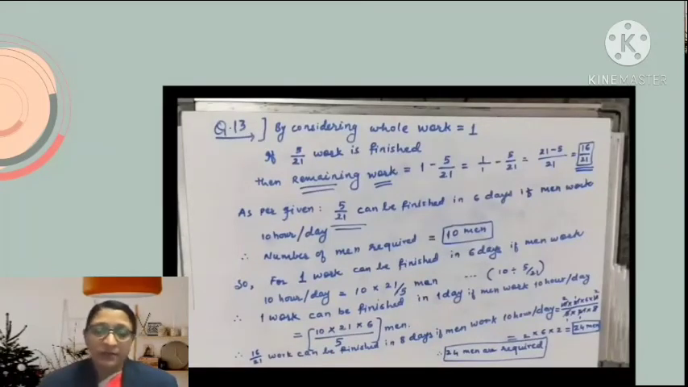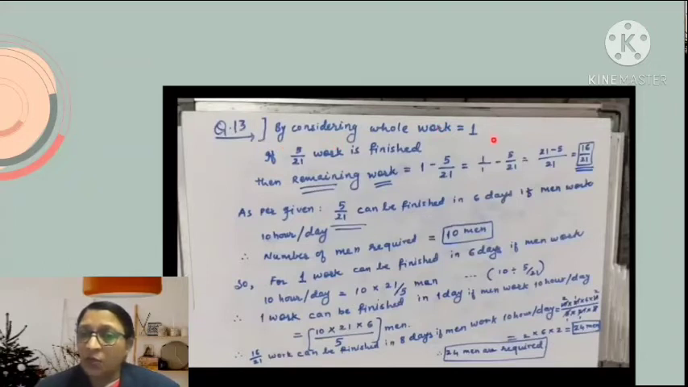Question number 13. 10 men working for 6 days of 10 hours each day finish 5 by 21 of a piece of work. We have to calculate how many men working at the same rate and for the same number of hours each day, that is 10 hours each day, will be required to complete the remaining work in 8 days. So let us see the solution at each of the steps.